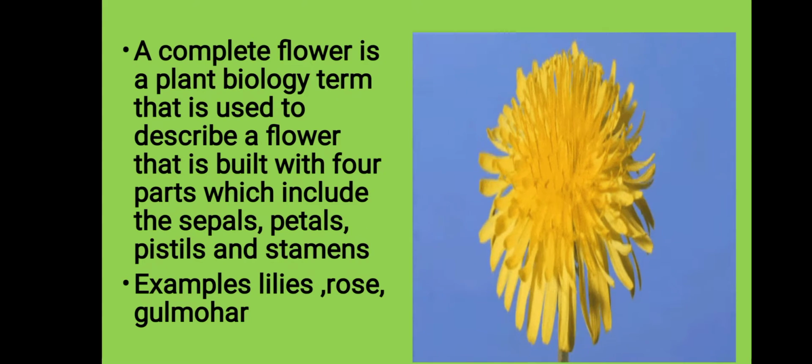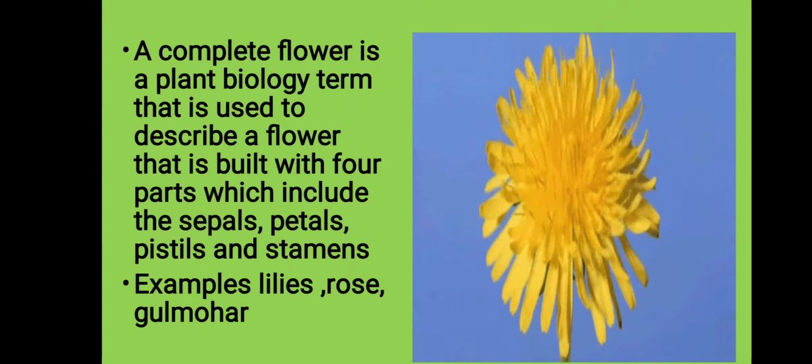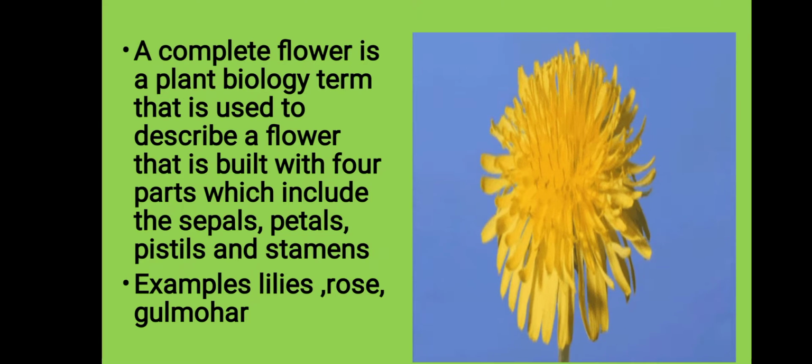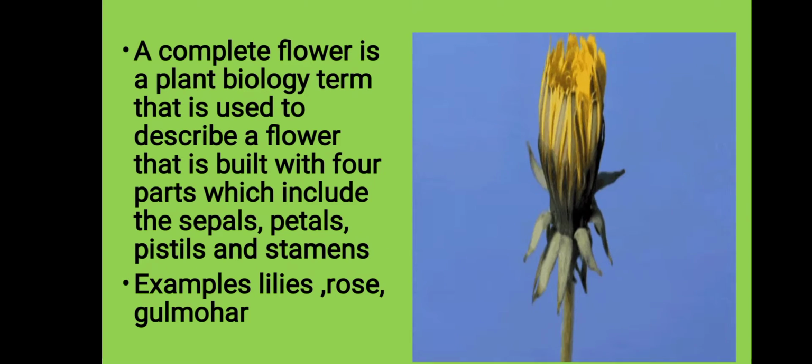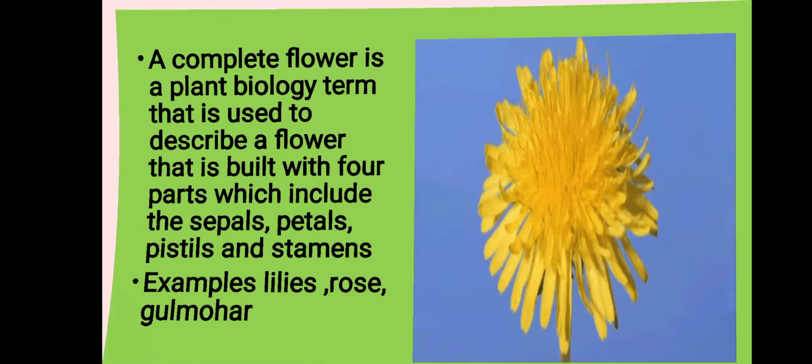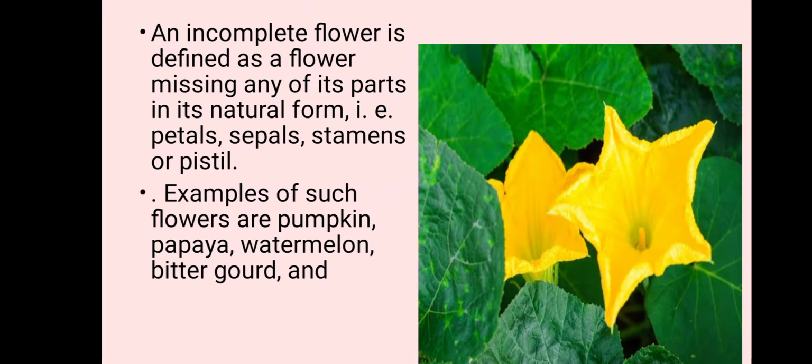We have also learned about the complete flower, when all the four whorls are present in a flower, that is called a complete flower. And an incomplete flower is defined as a flower missing any of its parts in its natural form. If either petals or sepals or stamens or pistil is missing, then that flower is called an incomplete flower.